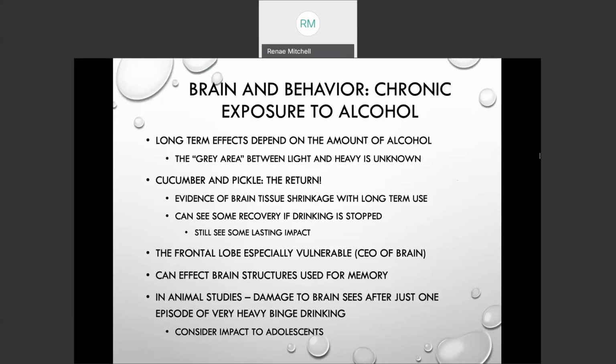And so that's important to consider for adolescents and young adults whose brains may still be developing, and who might be experiencing or being exposed to alcohol for the first time, and just what the impact of heavy or binge drinking is on the developing brain.